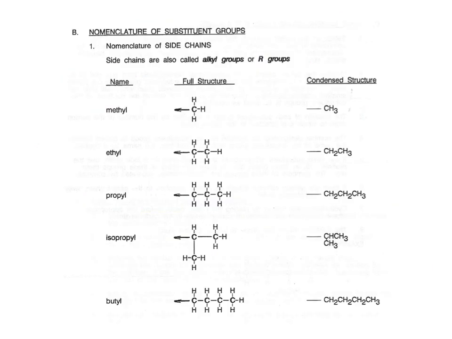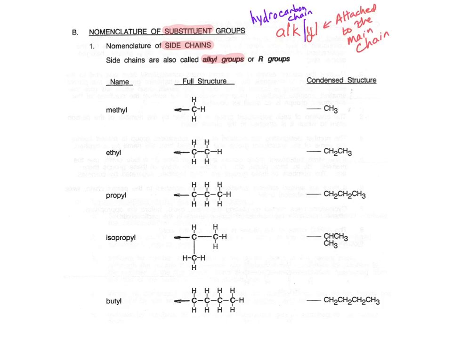Now we're going to focus on those side chains, also known as substituents. The first type of substituent we can look at are the alkyl side groups. Here the alk means hydrocarbon chain and the yl means attached. So we're looking at carbon chains that are attached to the main chain. These are sometimes called R groups, just standing for alkyl chains.